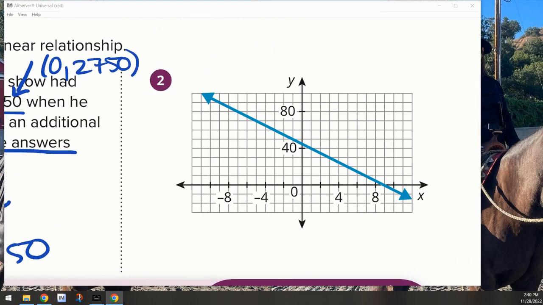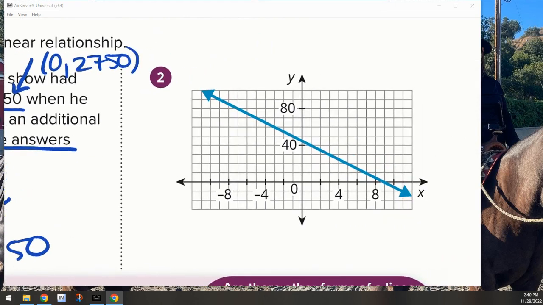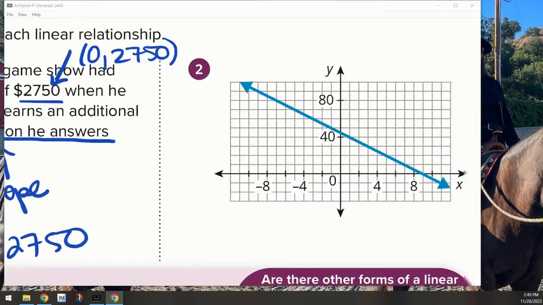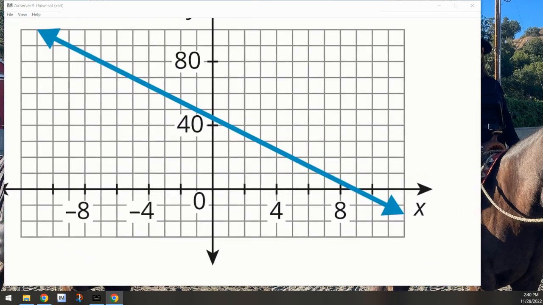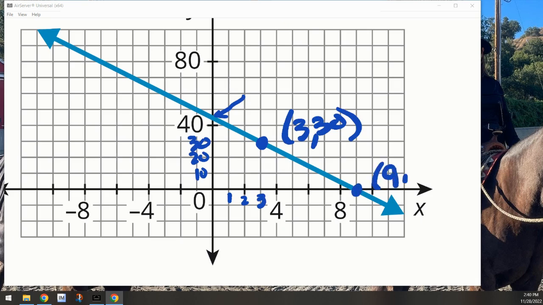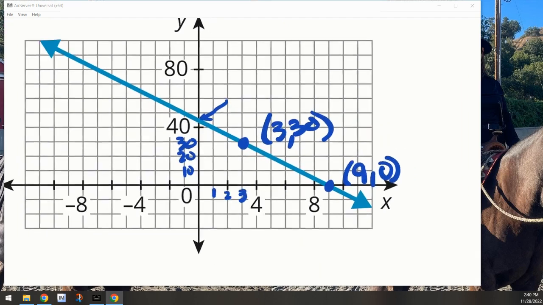Over here, we are going to write the equation. Okay. So notice how we can't really tell where that's going through. So we don't have the y value. So I need 2 points. So this point right here, that's going to be, this is 1, 2, 3. So that's the point (3, 30). This is 10, 20, 30. And then we have this point down here. That's the point (9, 0).